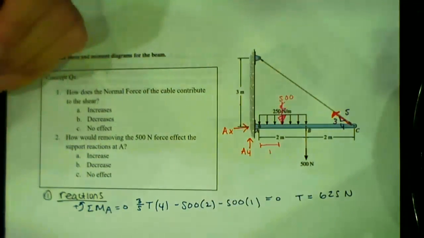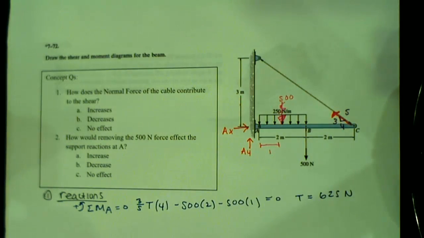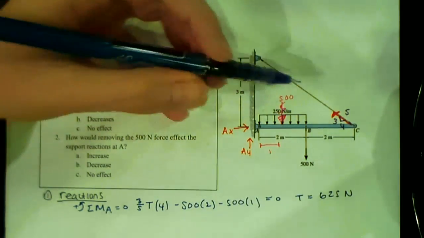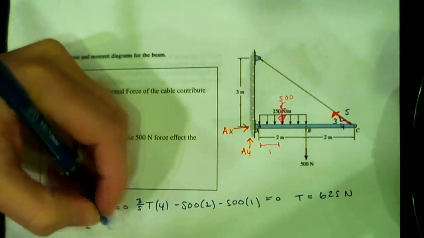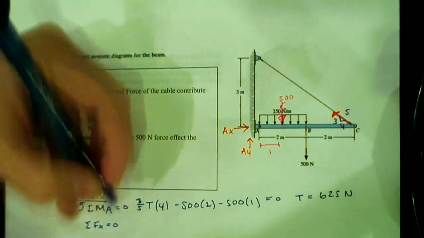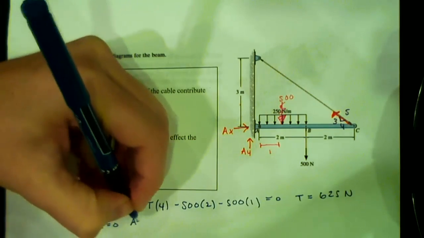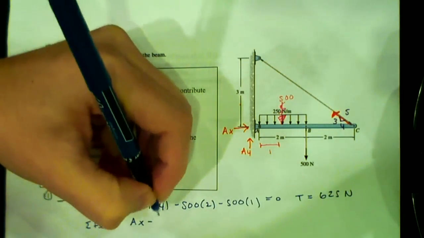I have a question. Why is that 500 multiplied by 1? The distance. Yeah, got it. Okay.